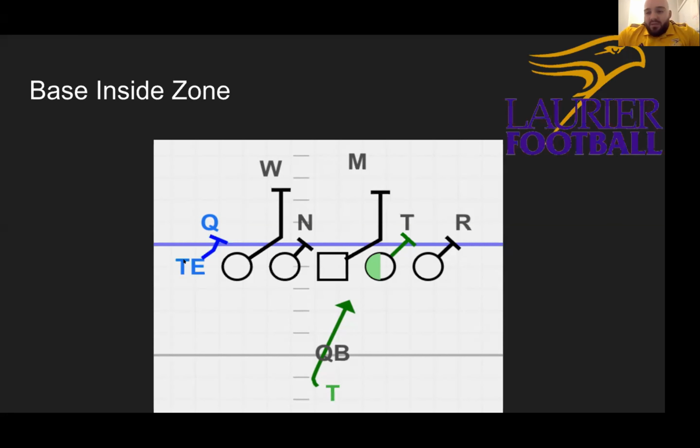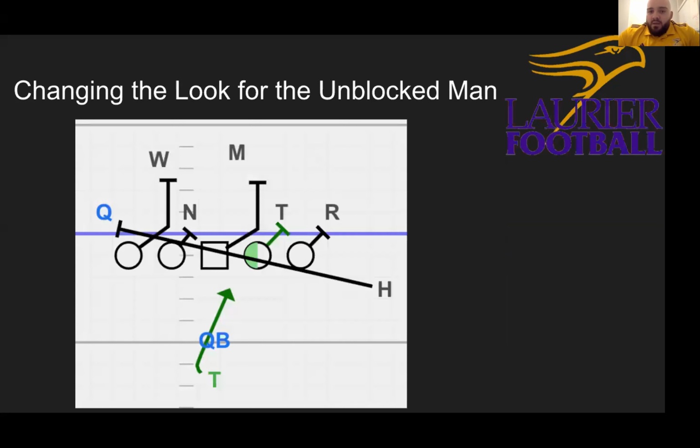But what happens if we don't have that personnel? Or what happens if that Q is really, really good? We've got to give that Q a different look. So in this instance, we can cross a set. Still looking at pretty simple.